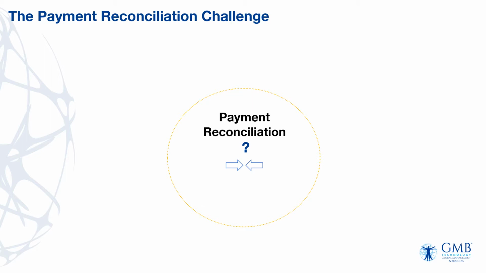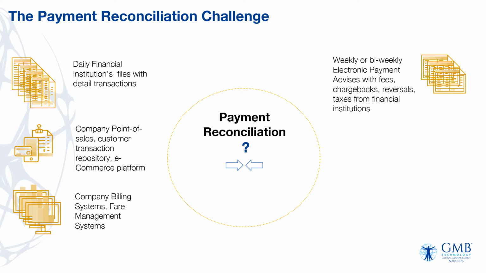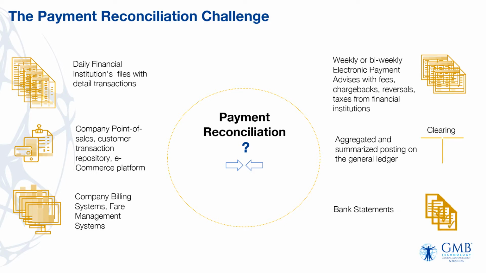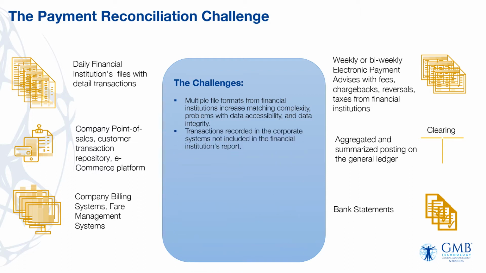The discrepancy of the level of details that exist between the corporate systems, the financial institutions' reports, the aggregated and summarized postings on the general ledger, and the final bank statements, create a nightmare for the finance and revenue assurance teams. Some of the main challenges are: multiple file formats from financial institutions increase matching complexity, problems with data accessibility, and data integrity. Transactions recorded in the corporate systems not included in the financial institutions report.